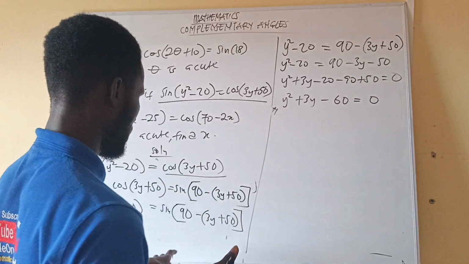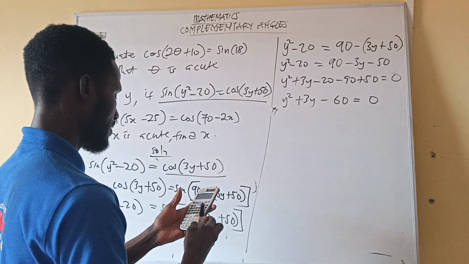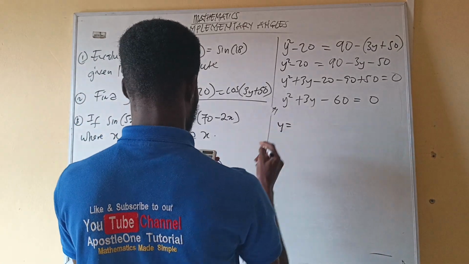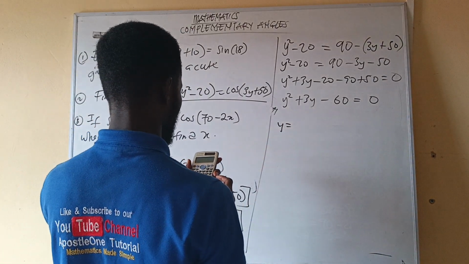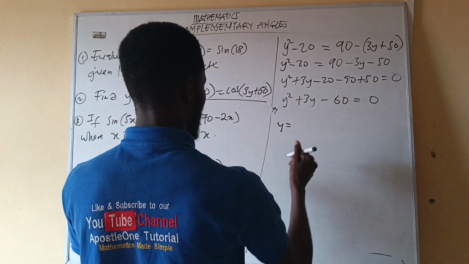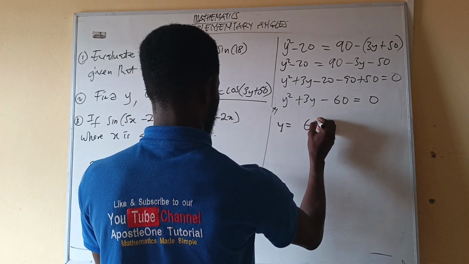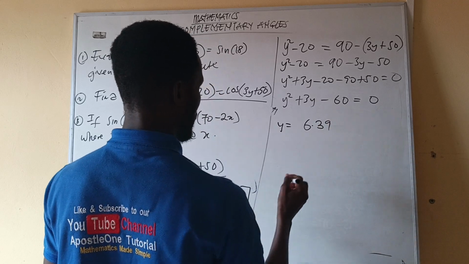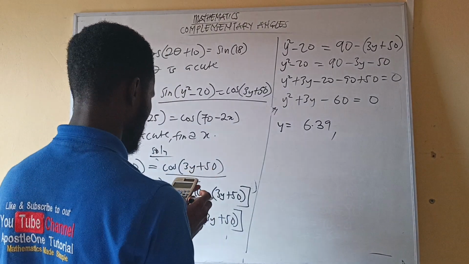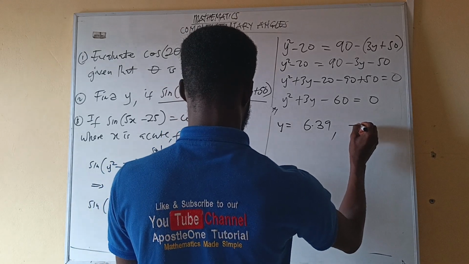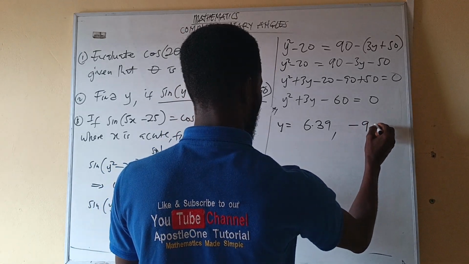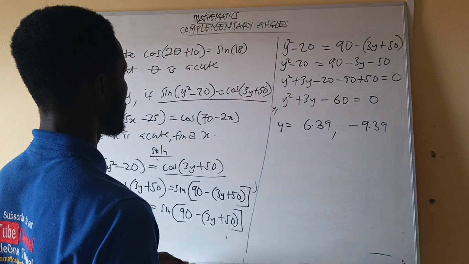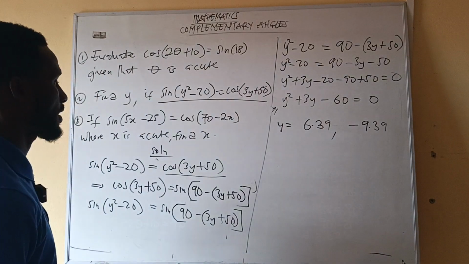You get it? Yes. Now, from the calculator, you're going to get the value of y. Y is equal to 6.39. Another answer will give us minus 9.39.